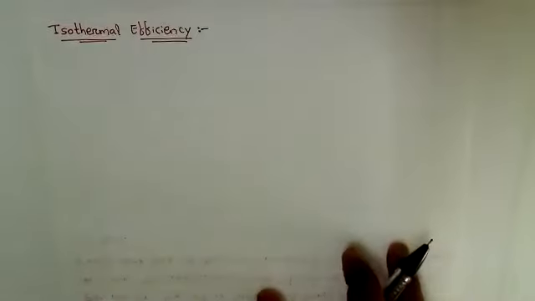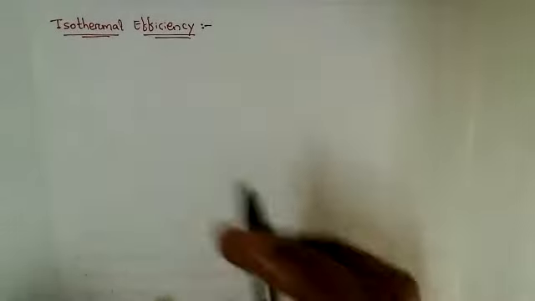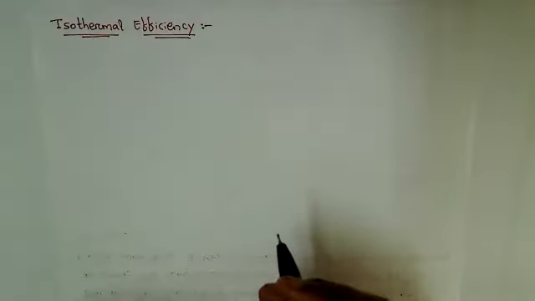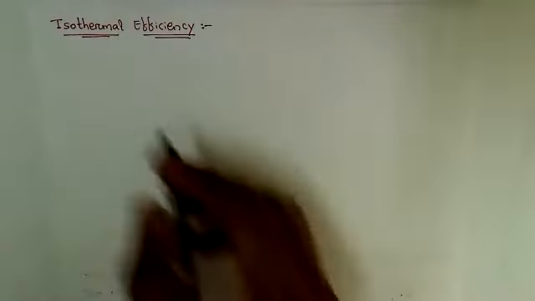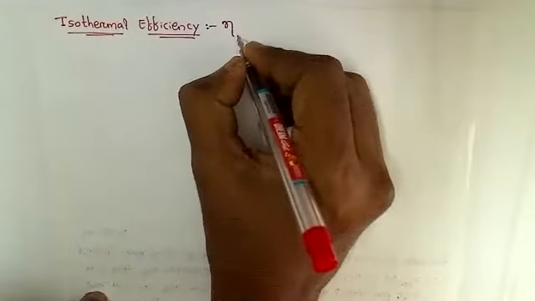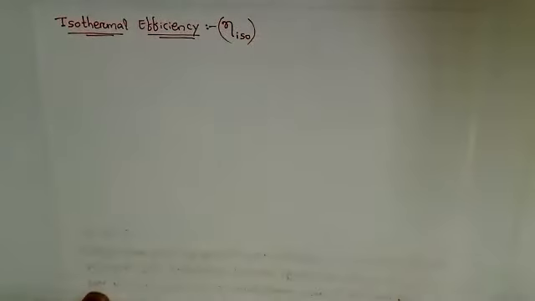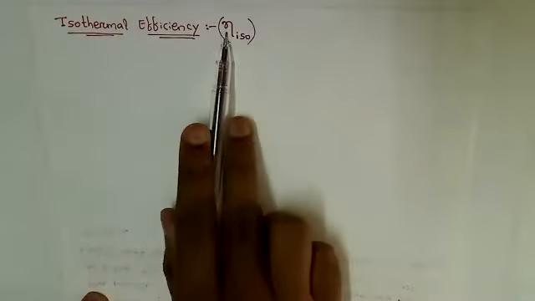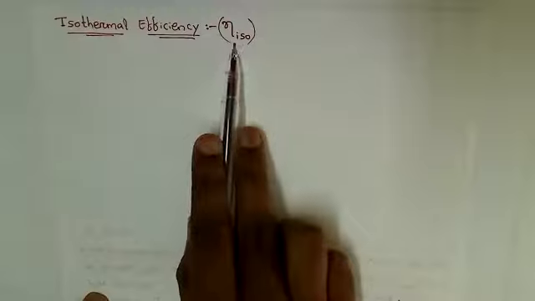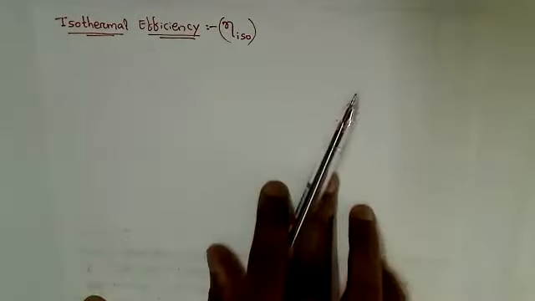So today first we are going to start regarding isothermal efficiency. First I will give you the definition of this one, and after that we are going to start solving the problem. So isothermal efficiency is represented as eta iso. This eta is the symbol of efficiency. ISO means isothermal. So this indicates isothermal efficiency.